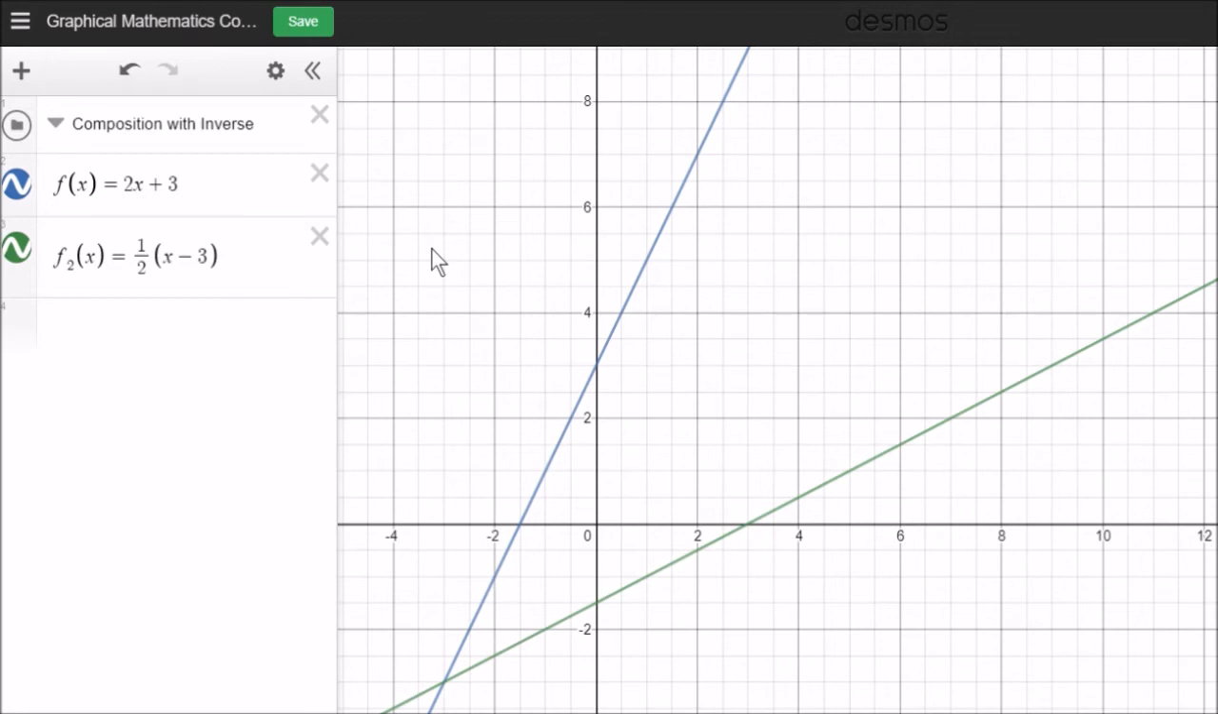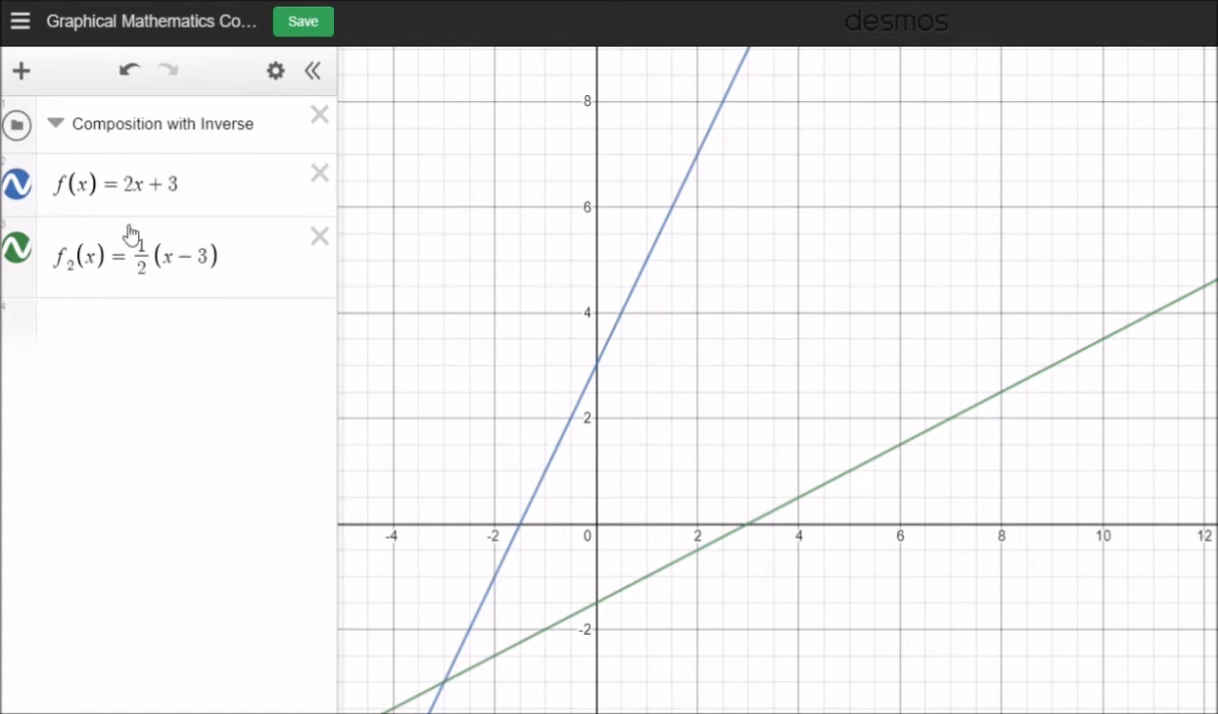So in this video we're going to look at composing a function with its inverse. Let's say we had this function f of x equals 2x plus 3, this is in blue. Well, the inverse of this function is the one in green, and that is a half of x minus 3. So if we were to compose a function with its inverse, we'd be composing these two functions together.